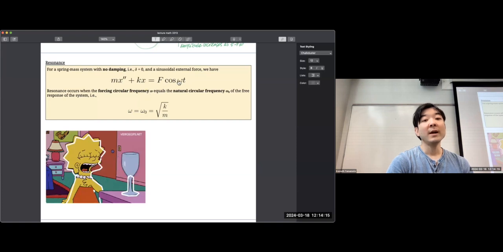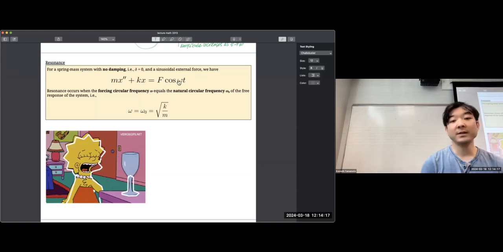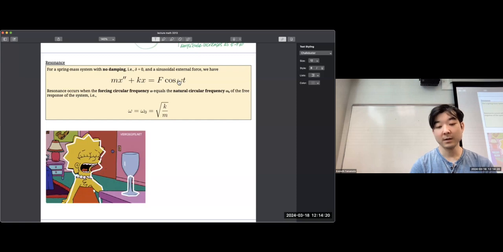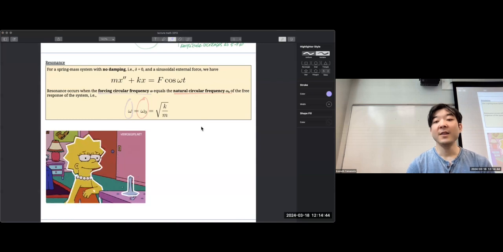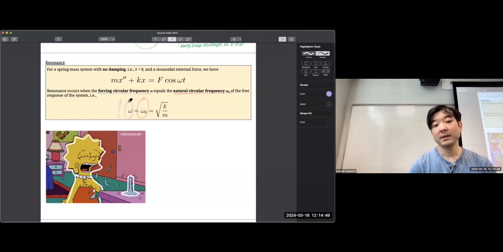Resonance will occur whenever your natural frequency, circular frequency, omega naught, equals your forcing circular frequency. This is the natural frequency of your system, omega naught. If these two are equal to each other, then you'll have resonance occur. So this condition, that they're both equal to each other, will cause resonance.